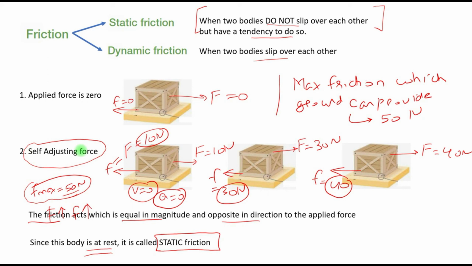So that statement which is written here, it is equal in magnitude and opposite in direction. Is that for the static friction, or only for these three examples? That is for static friction. So if the force goes from 0 all the way to 50 newtons, the friction applied in all of these cases is static. Beyond that, it won't be static anymore. It will be dynamic.